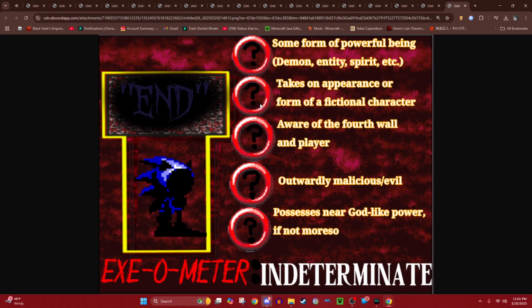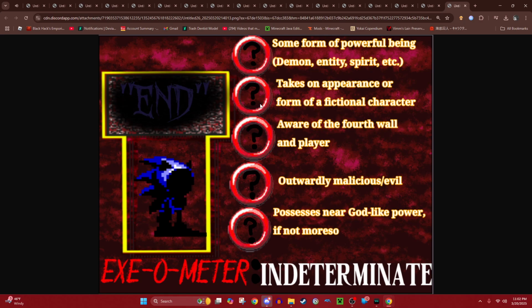Are they some form of powerful being? We don't know. Do they take on the appearance or form of a fictional character? It's already so muddied with, is that Sonic or is it something that looks like him, that we legitimately can't have a definitive answer. Yes, I know that near the end of the game, if you don't want spoilers for Green Mountain, I'd say skip ahead.